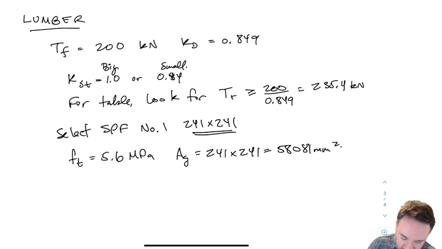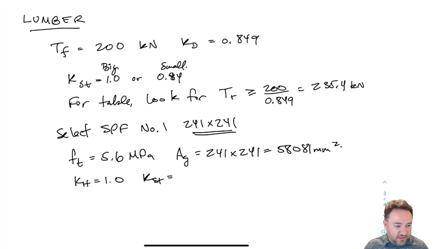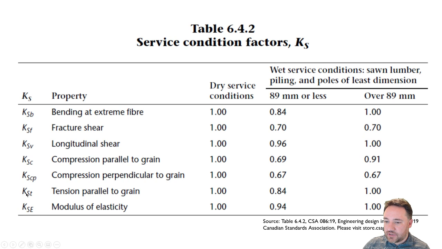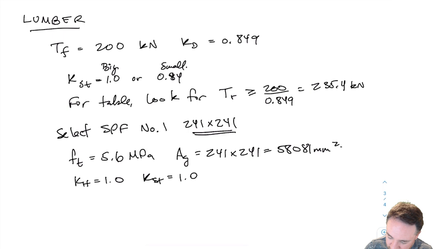Okay, my KH, as we mentioned, is 1.0. That's our system effect factor. Our KST, now since our member is big, it's 241 by 241. So if I go to my service condition table again, then I see, okay, KST, my least dimension is greater than 89. So it turns out my KST is 1.0. So I don't actually have a reduction. So KST is 1.0. So even though we're in a wet condition, we don't have any reduction for strength. KT equals 1.0. We already determined that.